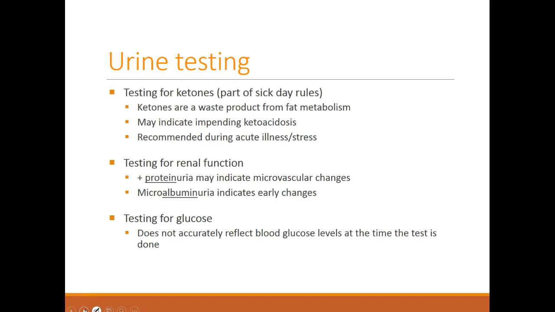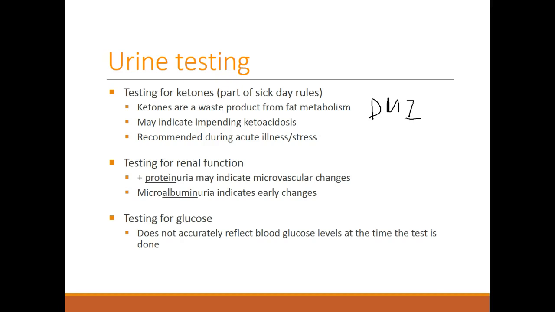Urine testing is not a good indicator to diagnose diabetes. Testing is usually for ketones, which is for type 1 diabetics. It is a waste product of fat metabolism. It can also be the precursor for ketoacidosis, and it is highly recommended for type 1s during acute illness and stress.